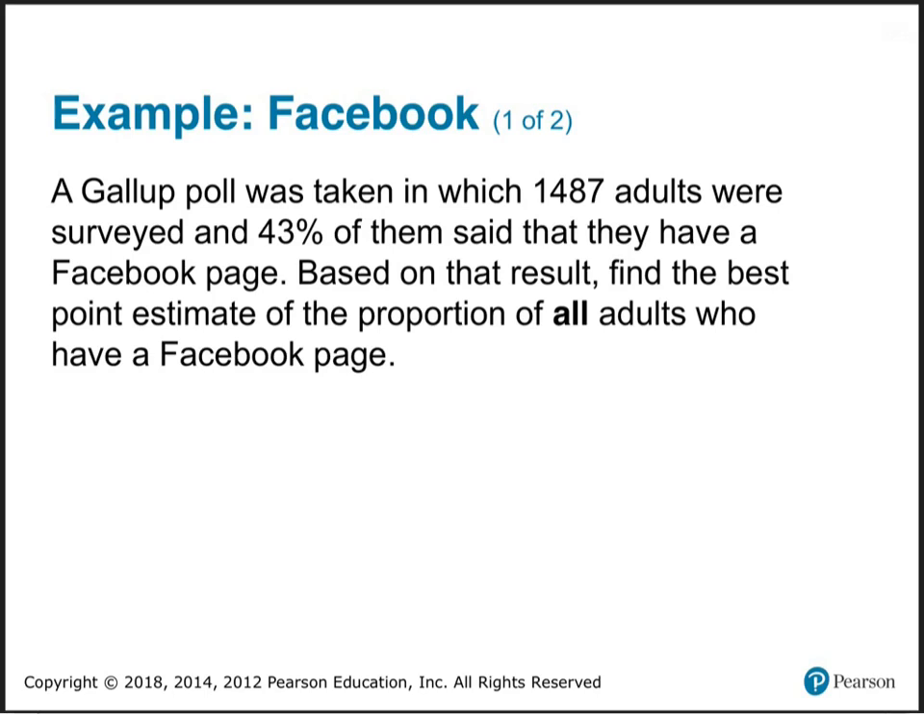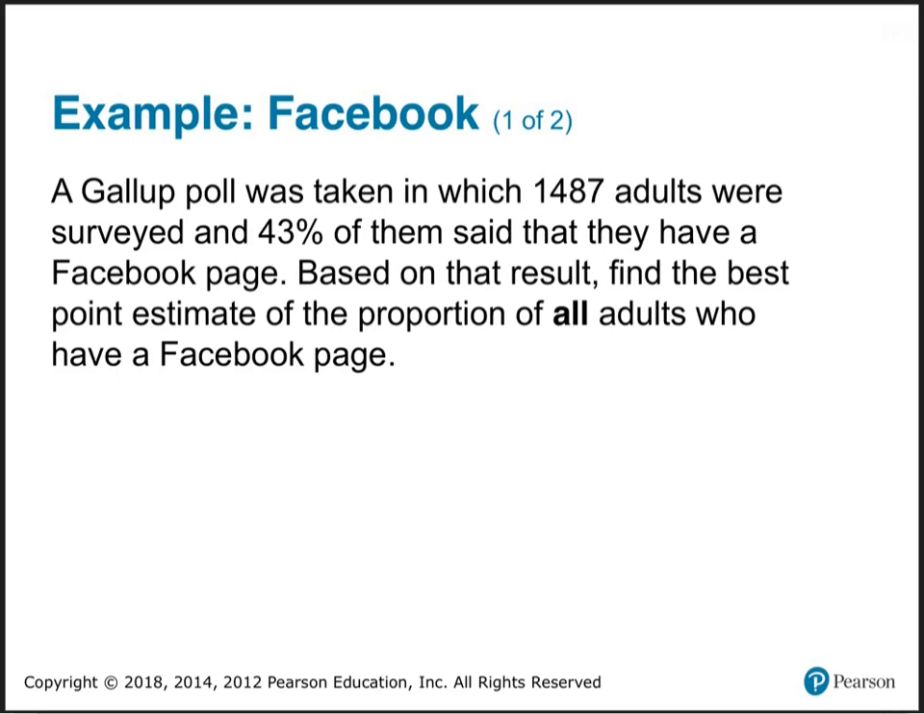All right, whatever. Based on that result, find the best point estimate of the proportion of all adults who have a Facebook page. In other words, what if you really wanted to figure out what percentage of adults have a Facebook page? How would you do it? Well, you would ask a bunch of people, right? A random survey. But what if in your survey you found out 43% of the people you asked have a Facebook page? You realize that's just a survey.